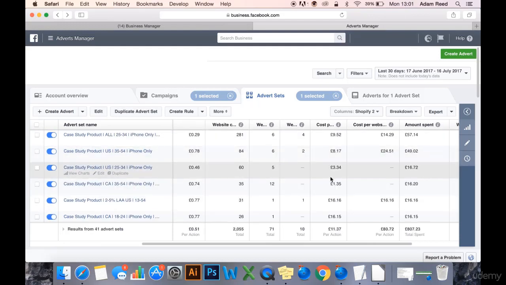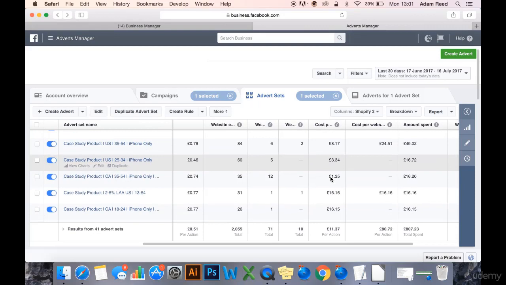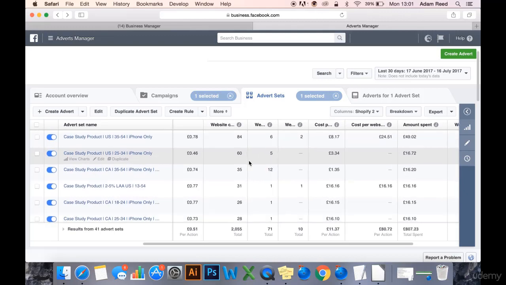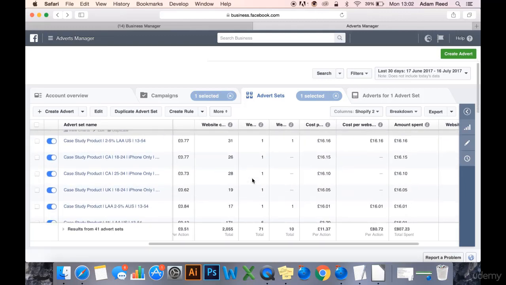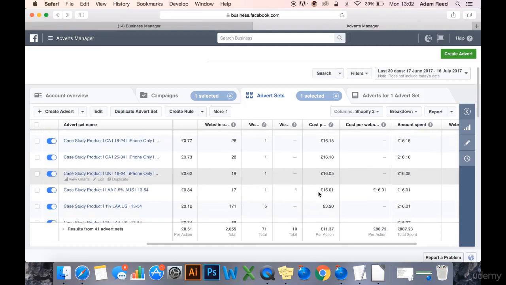So that's all I'm going to do for now with this campaign. I've just killed the ad sets that I wanted to kill, that I don't think are going to get me any sales or go anywhere. I've still got a lot to look at, to keep my eye on.